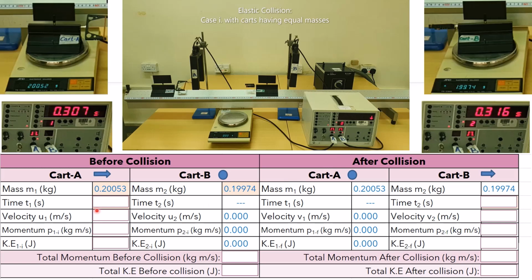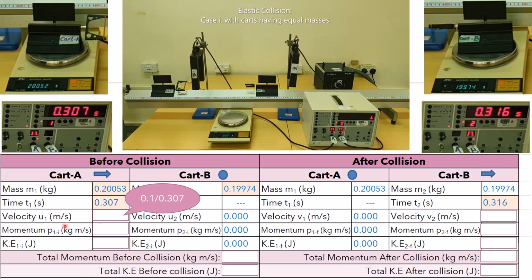Now let's enter the times of obscuration. T1 is the time of obscuration for cart A. This is before the collision when it passes through photogate A. Similarly we have time of obscuration for cart B. This is after the collision when it passes through photogate B. Now from these times of obscuration we can calculate the velocities.